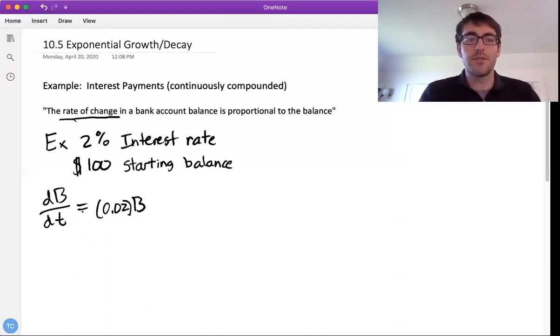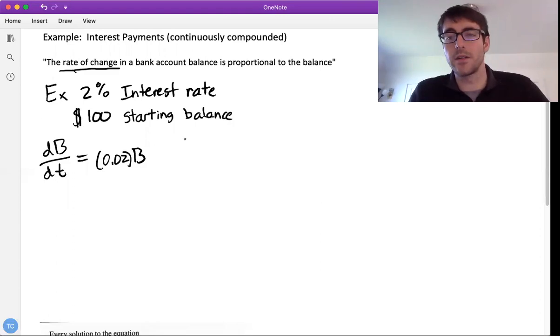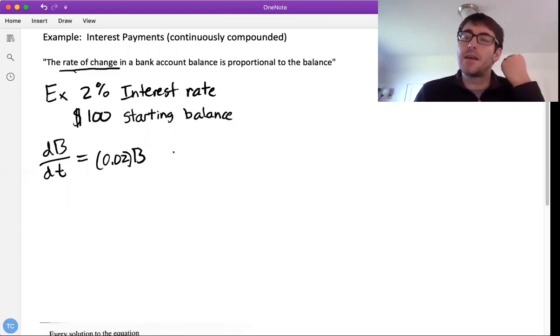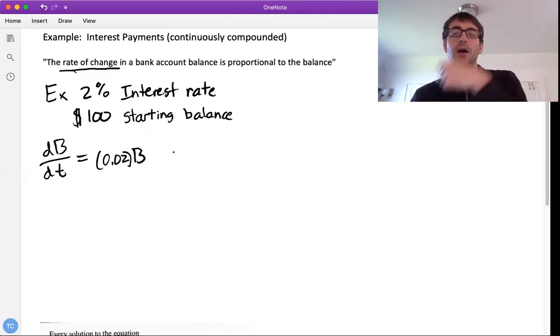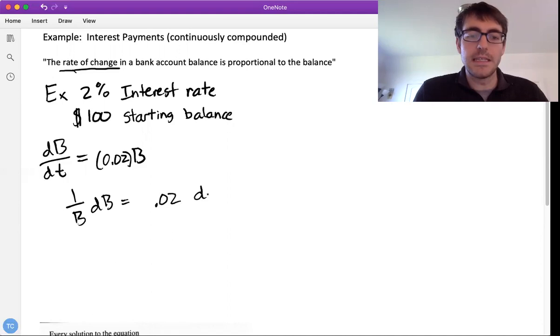So to solve this differential equation, we're going to isolate all of the b parts on one side, all of the t parts on the other side. We're thinking of b as being our balance, as a function of time. So for a given time, we want to be able to calculate what the balance in the bank account is. All right. So by dividing the b over and multiplying the dt over, we should see that 1 over b db is equal to 0.02 dt.